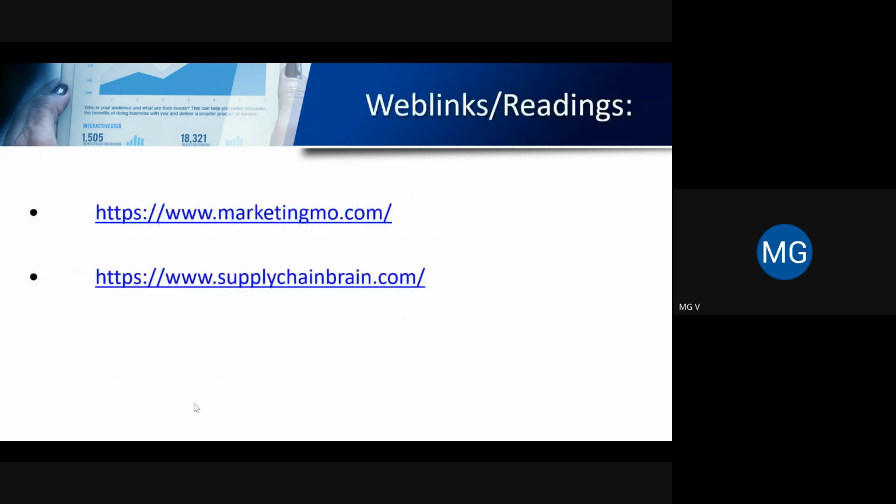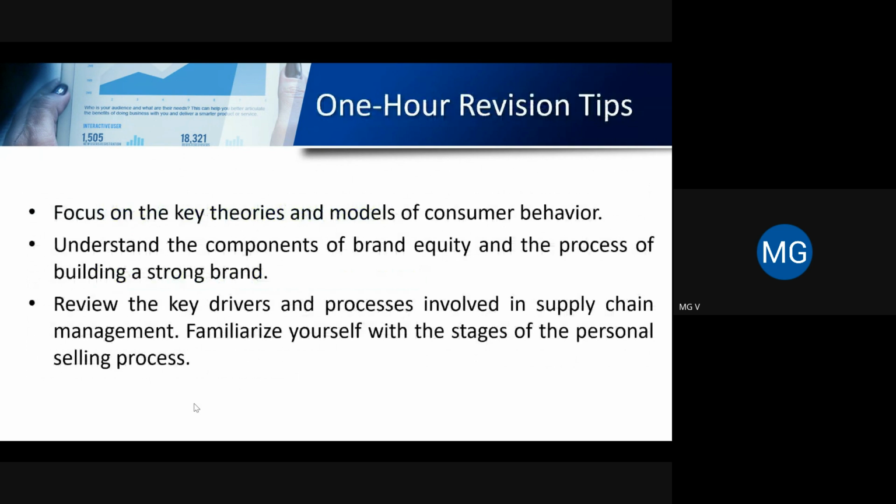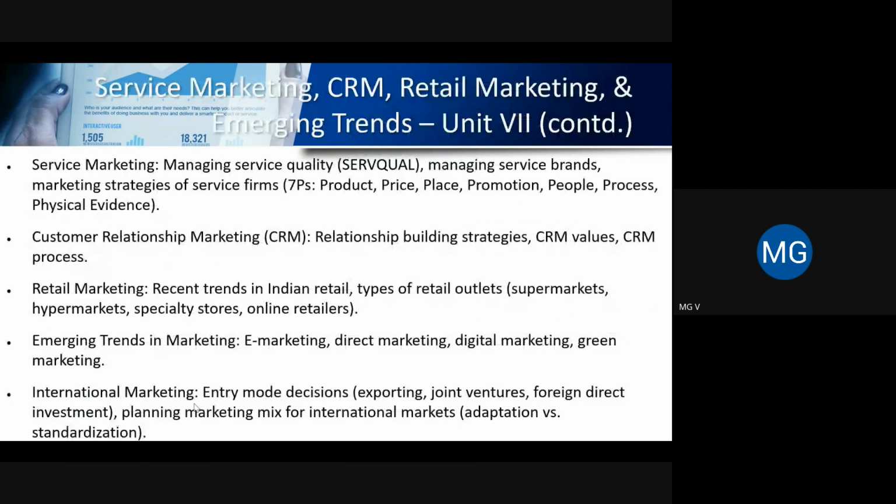Now, these are certain web links or readings you can go through. And then for revision, you can focus on key theories and models of consumer behavior, understand the components of brand equity and the process of building a strong brand, and review the key drivers and processes involved in supply chain management, familiarizing yourself with the stages of personal selling process. Now we can move on to the second part, that is service marketing, CRM, retail marketing, and emerging trends.